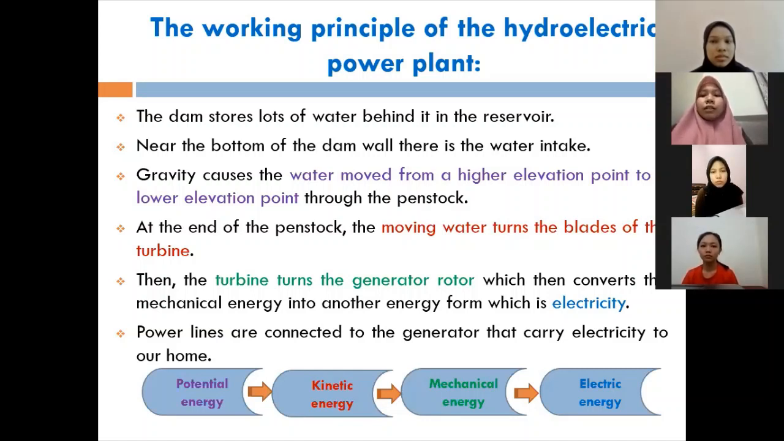Then, the turbine turns the generator rotor, which then converts this mechanical energy into another energy form, which is electricity. The power lines are connected to the generator that carry electricity to our home. Okay, the energy conversion in this hydroelectric power plant is from potential energy to kinetic energy, to mechanical energy, and mechanical energy to electric energy. That's all from me. Thank you.